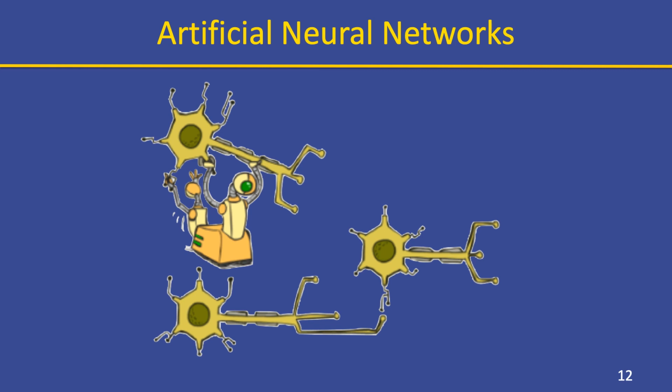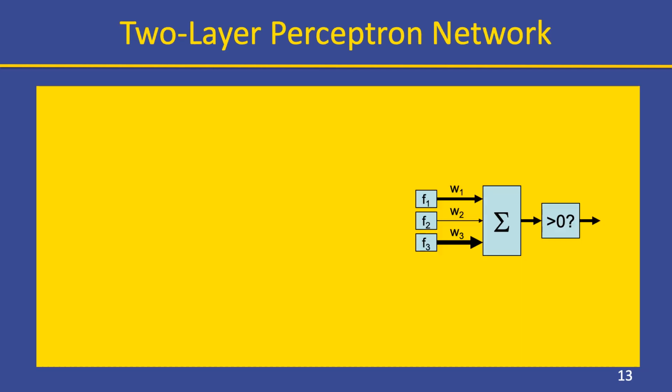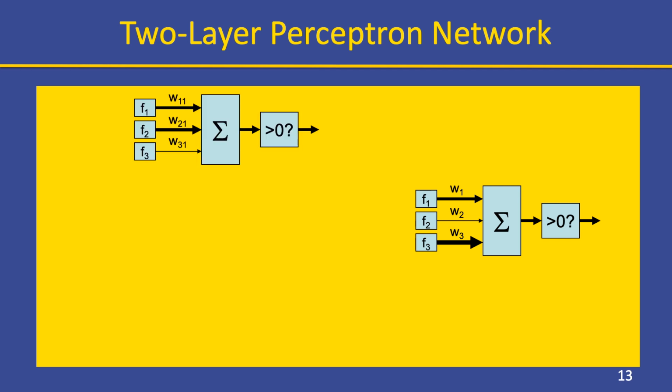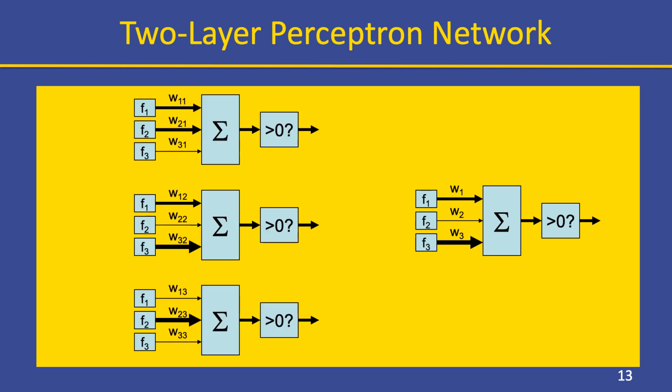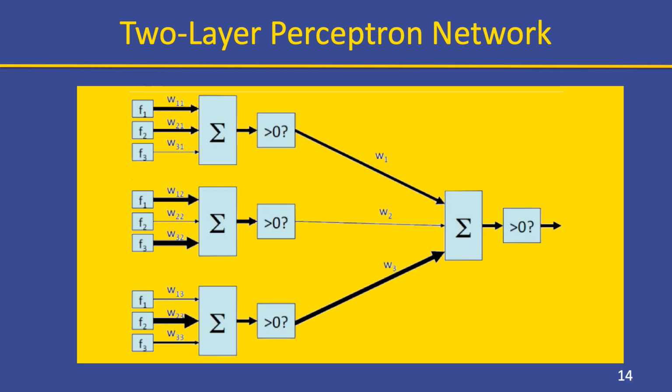And now that we know how to learn and classify with a single perceptron, let's make things a little more interesting. Let's put a few perceptrons together to get a two-layer perceptron network. We'll start with this perceptron, then add a few more perceptrons here. Now let's take the output from these perceptrons on the left and feed it as input to our perceptron on the right. We get a two-layer perceptron network.